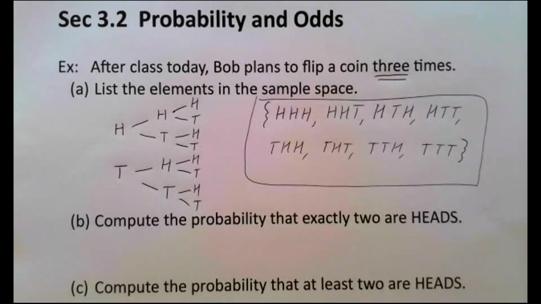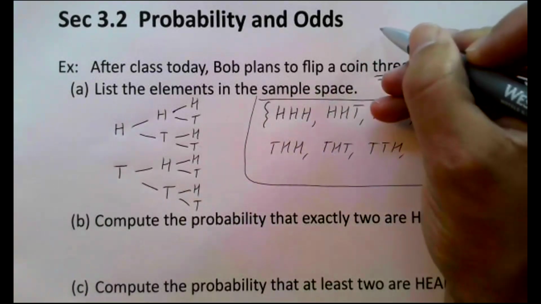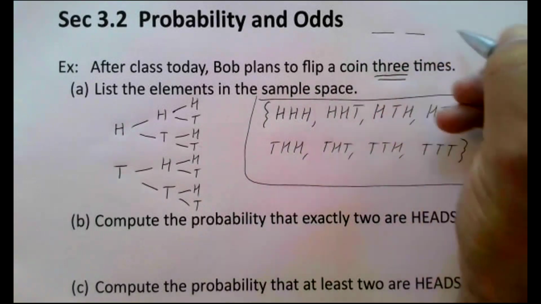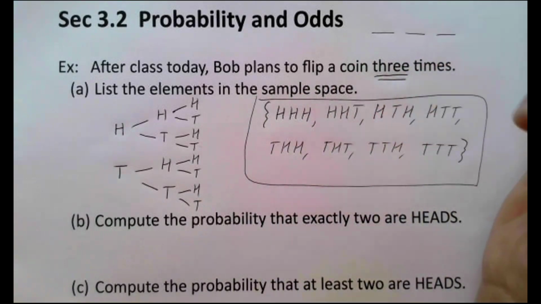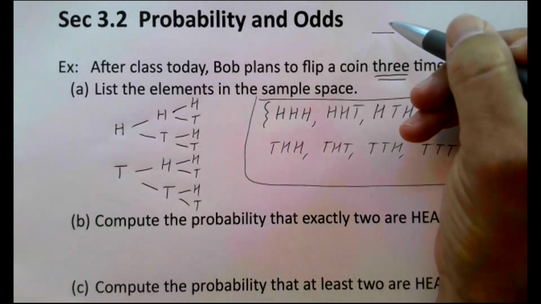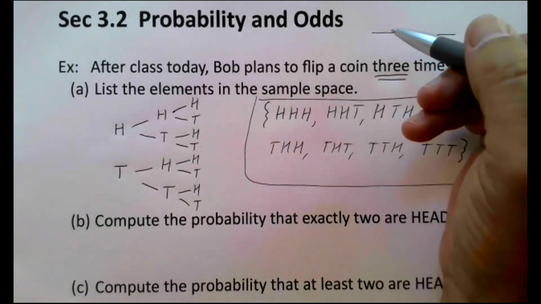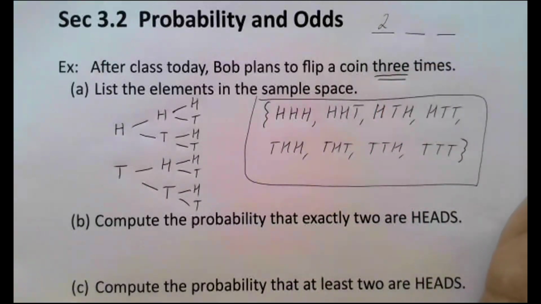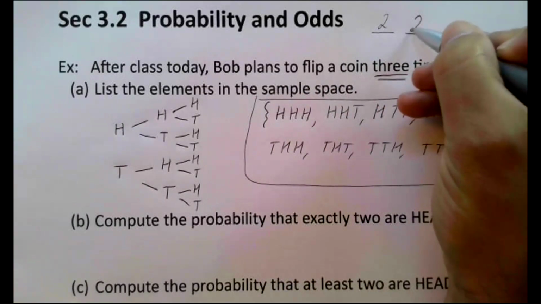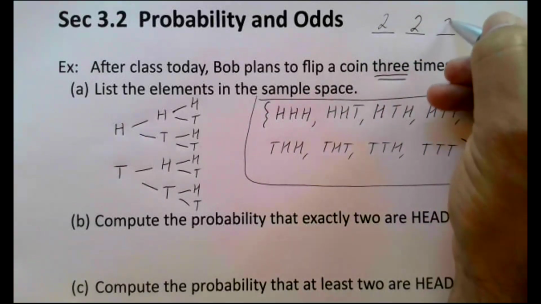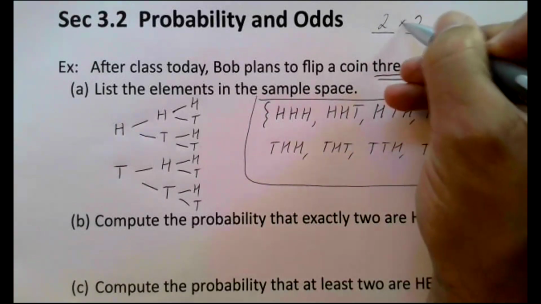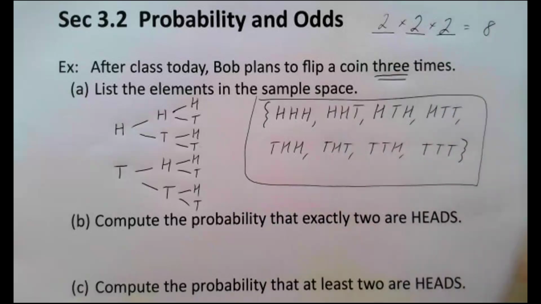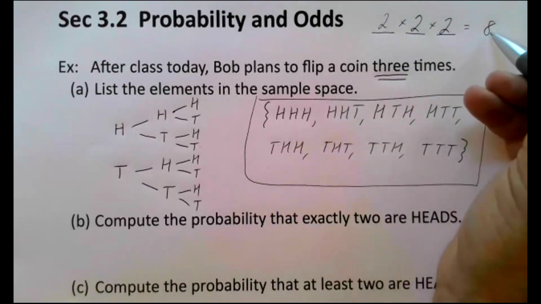It shouldn't be a surprise that we got 8 elements in the sample space. You might remember the counting principle said, if you're going to do something like a 3-stage experiment, figure out how many ways each stage could turn out. In other words, the first time you flip a coin, there are 2 possible outcomes, head or tail. And then the second time you flip the coin, there are also 2 possible outcomes. And the third time you flip the coin, there are 2 possible outcomes. And the counting principle said to multiply those, and that's not a surprise that I have 8 elements in my sample space.